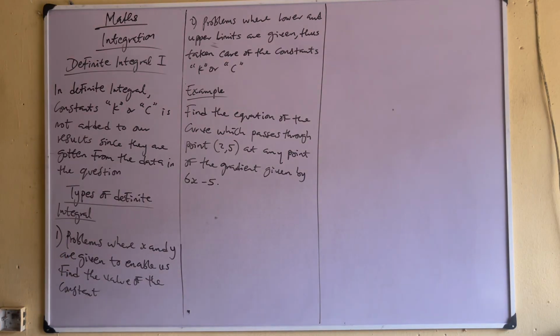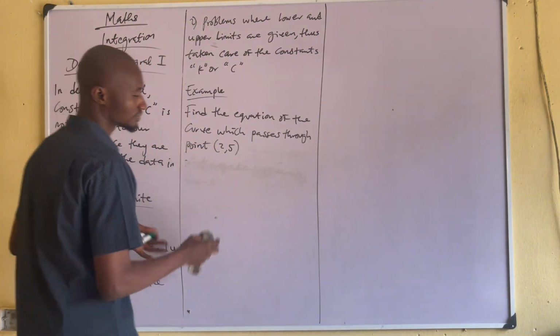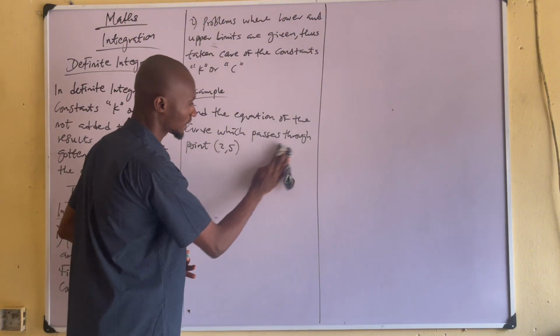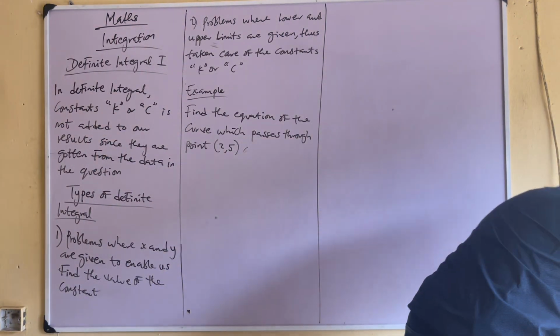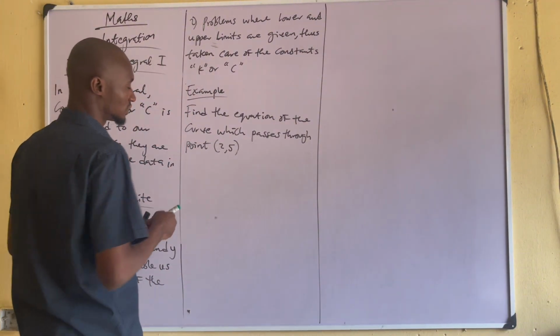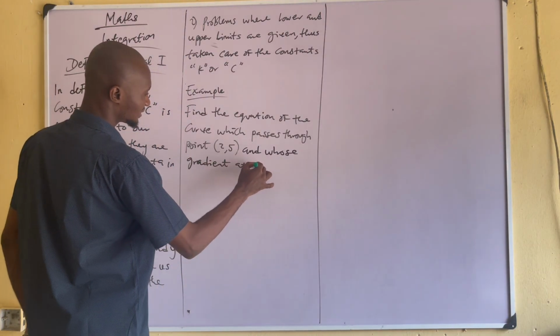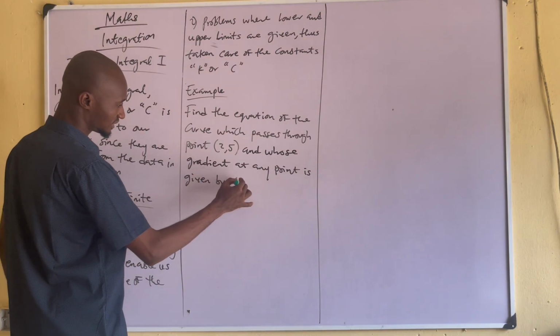Look at this question. I said find the equation of the curve which passes through the point 2, 5, and whose gradient at any point is given by 6x minus 5.